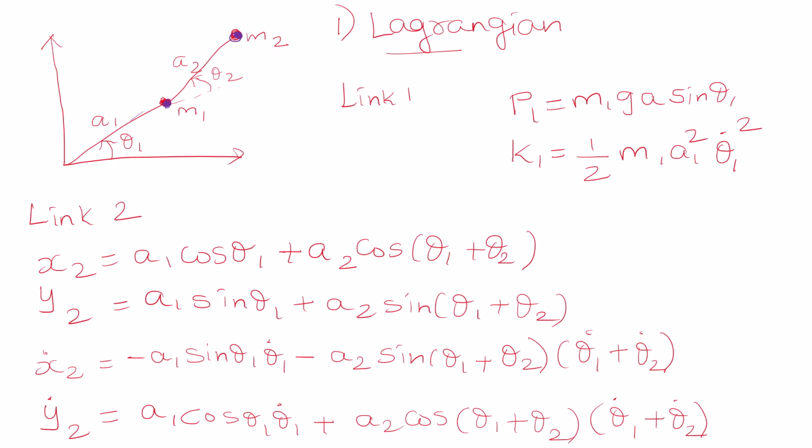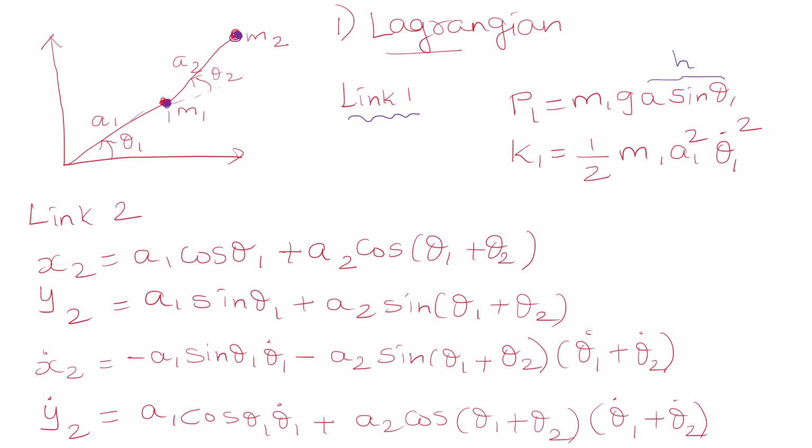The first step to derive the dynamics is to derive the Lagrangian. For that we require the kinetic and the potential energy of each link separately. Now let us start with link 1. The potential energy is equal to mgh, so the mass is m1, times g, times the height, which is how we get this.